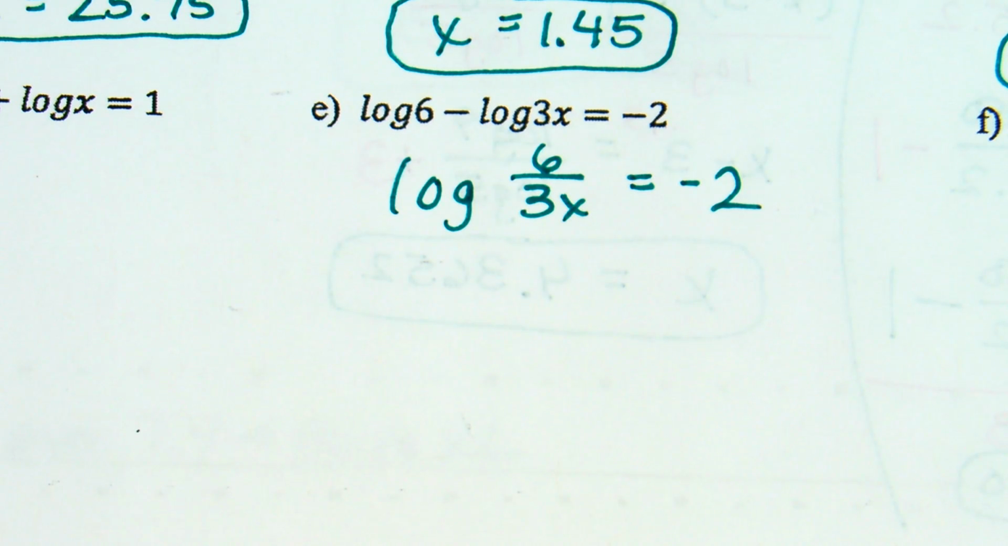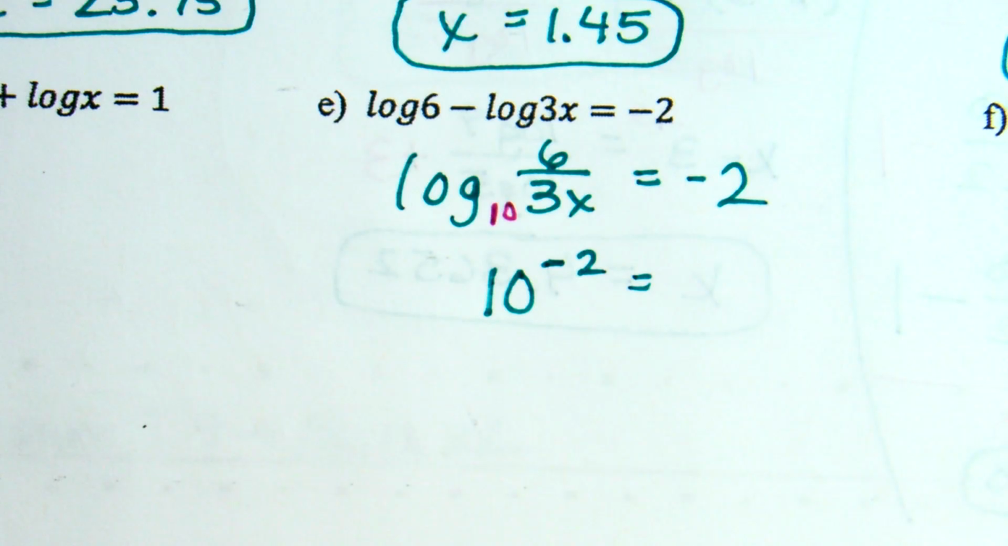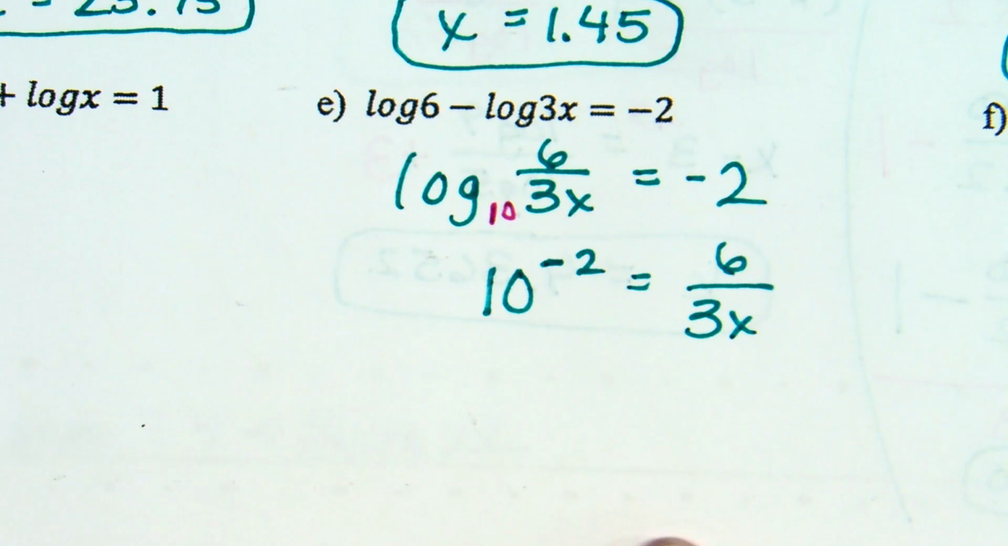I have 1 log equals a number. How do I get out of log form? Left, right, middle. So 10 to the negative 2 equals 6 over 3x. Okay, what are some thoughts you see here?